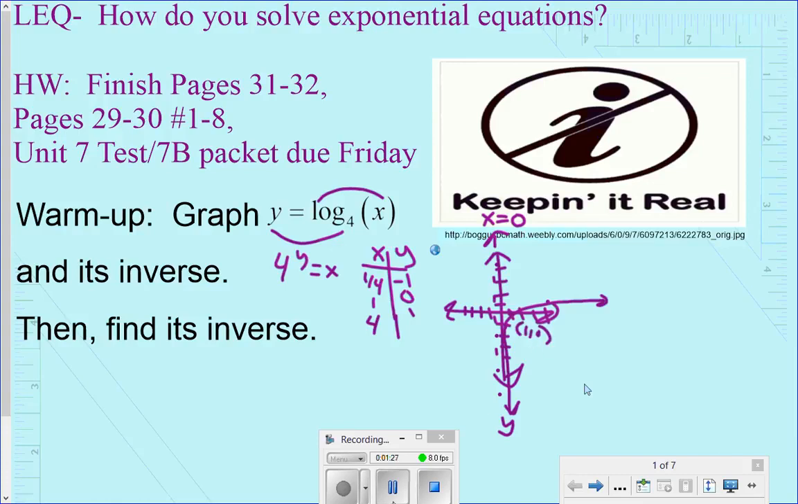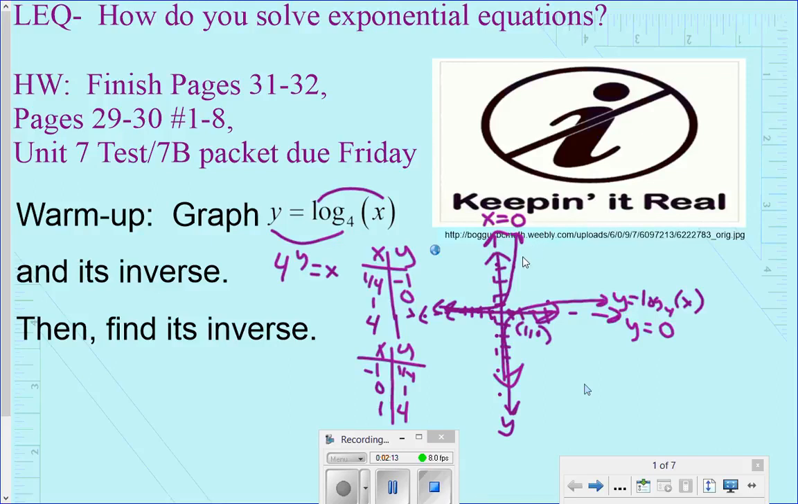So there's our original graph. That's y equals log base 4 of x. So now I'm going to go ahead and reverse those points to get the inverse graph. So negative 1, 1/4, 0 and 1, and 1 and 4. So negative 1, 1/4 right there, 0 and 1 right there, and 1, 4 right there. So now I have that graph. We know that it has a horizontal asymptote, because it's exponential, at y equals 0.